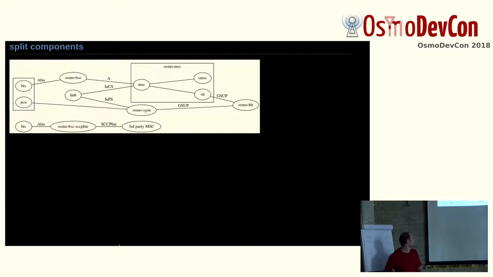Okay, so what we have here now is 3G support. We have a proper true A interface, and that means we can also interface to third party MSCs over SCCP over M3UA, which is the proper 3GPP specified way of doing A interface.